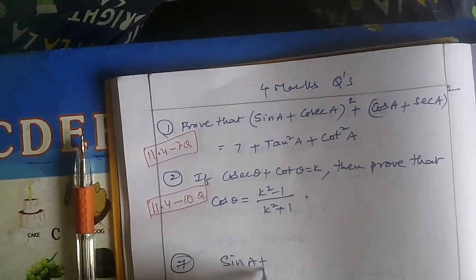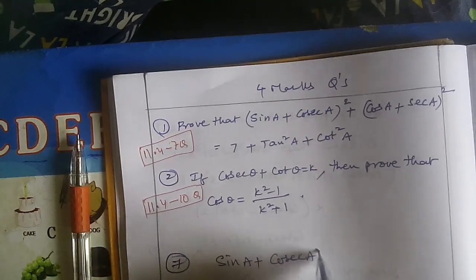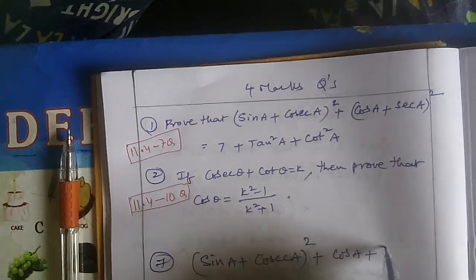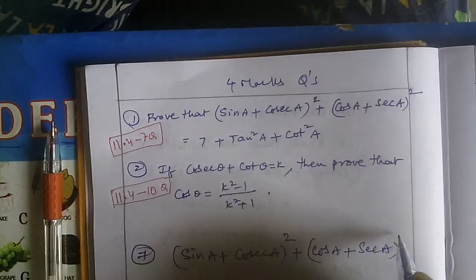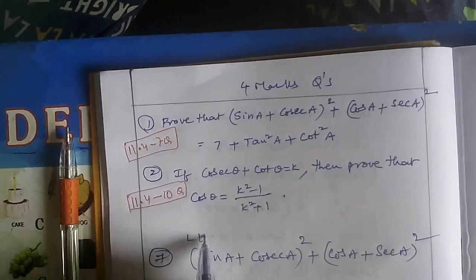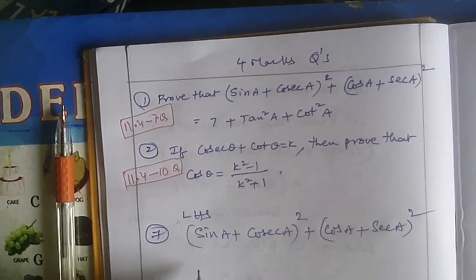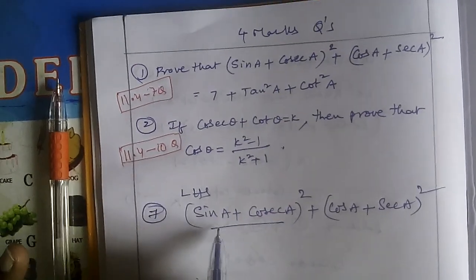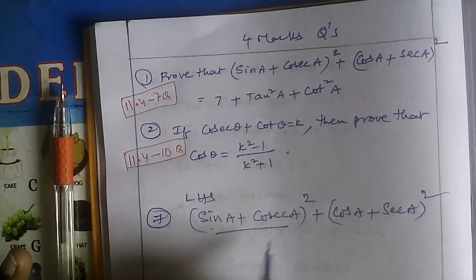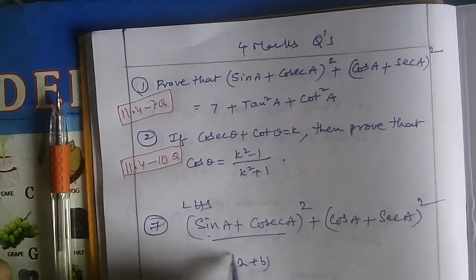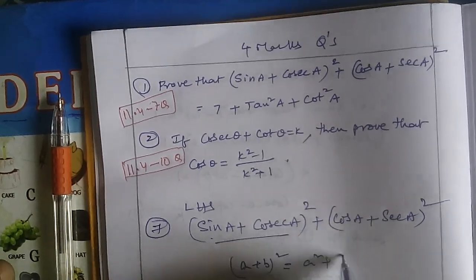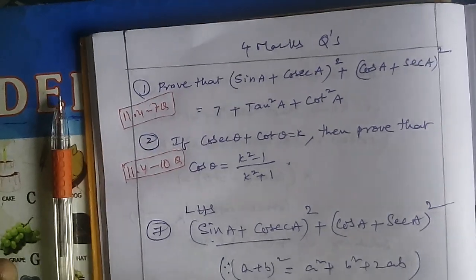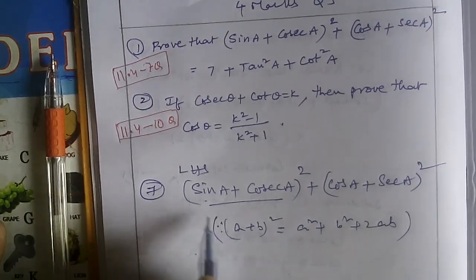Given that (sin A + cosec A) whole square is equal to (cos A + sec A) whole square plus... I am taking LHS and proving the right hand side. We will see this is in the form of (a + b) whole square. So (a + b) whole square is equal to a square plus b square plus 2ab. So we need to expand the (a + b) whole square form.